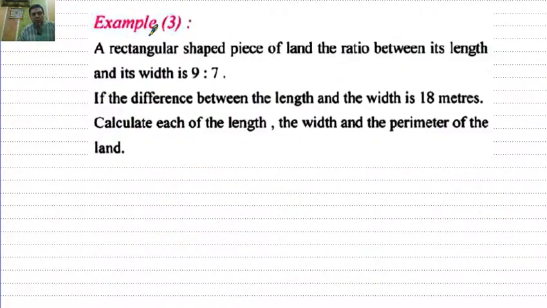Example number 3. A rectangular shaped piece of land. The ratio between length and width, the two dimensions of the rectangle, is 9:7. If the difference between length and width is 18 meters, calculate the length and the width and the perimeter of the land.